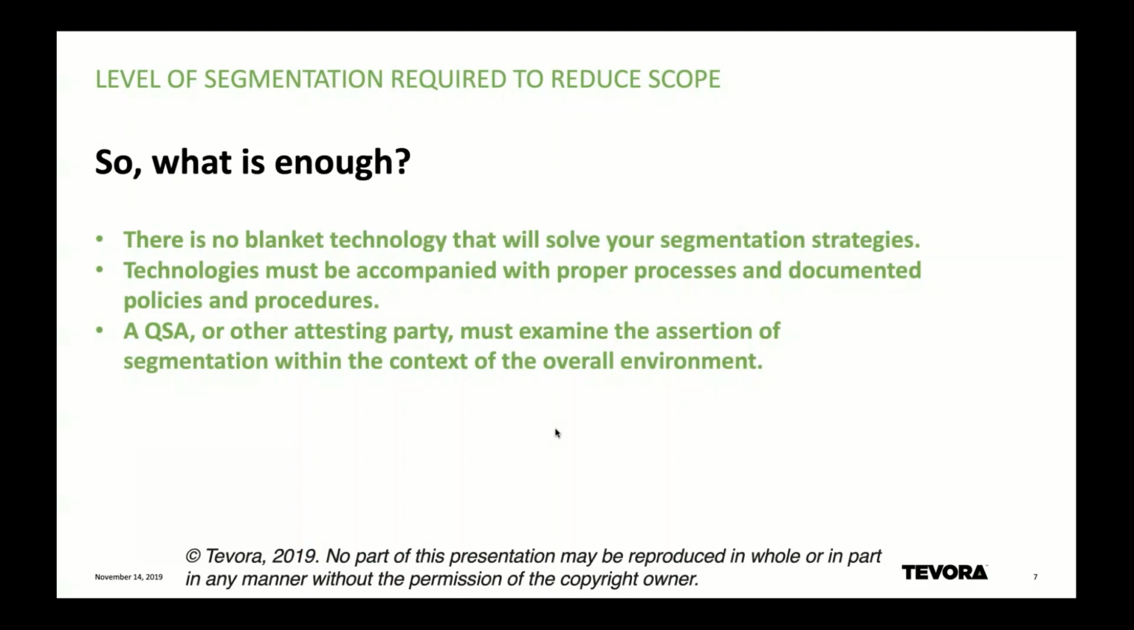Even with the Illumio solution, we're still going to look at the rules. What are the rule sets that are there? How are they being managed? How are you reviewing them on a regular basis?